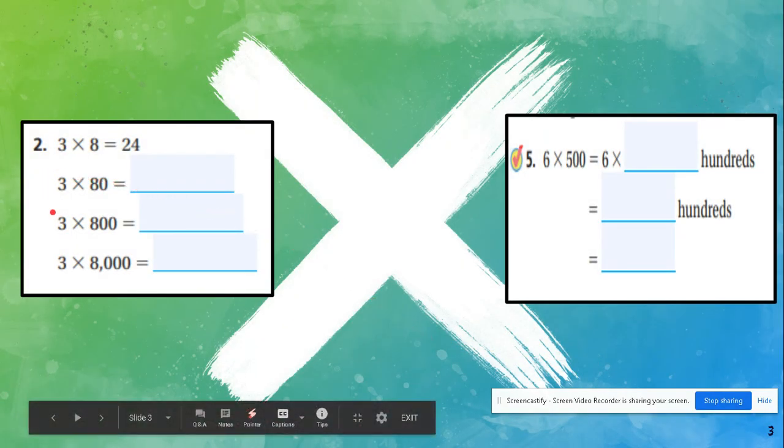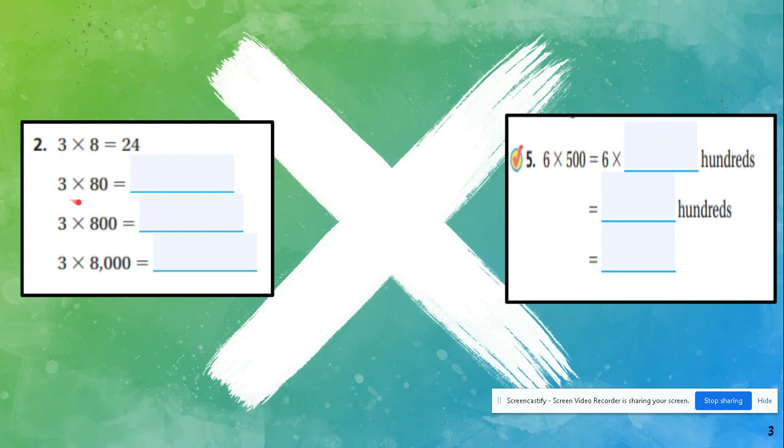Let's try it with number 2. 3 times 8 is 24. 3 times 80. Cover the 0. 3 times 8, 24. Add the 0 at the end. 3 times 800. 3 times 8, 24, with 2 zeros at the end. 3 times 8,000. 3 times 8 is 24, and we add 3 zeros at the end. That's your trick with the zeros.